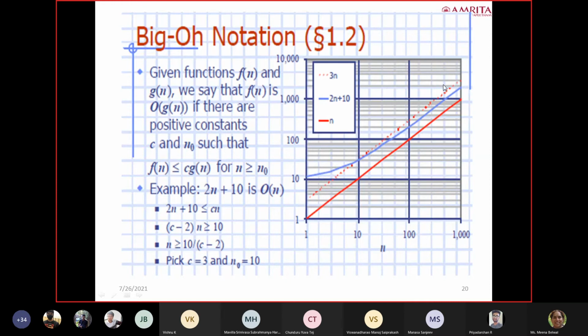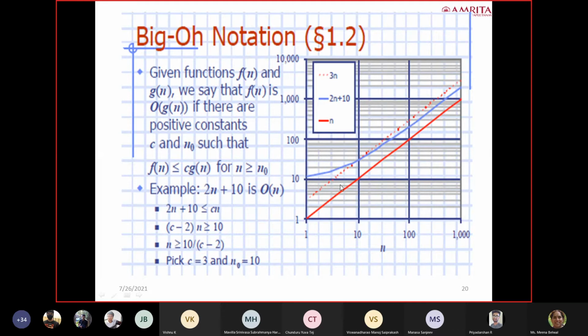Now what do we understand? We say that Fn cannot grow more than 3n. Where is my Fn? Fn is this, 2n plus 10. It cannot grow more than 3n. So 3n will always be growing more. 3n is always growing more than your 2n plus 10. And you know why? You are also saying that n0 is equal to 10. Beyond 10 only, you are saying that. So that is taking care of this initial value also.